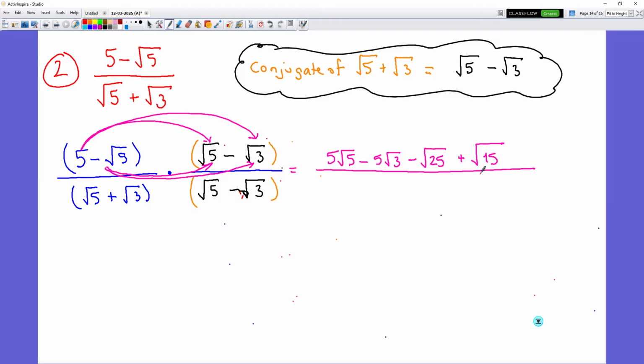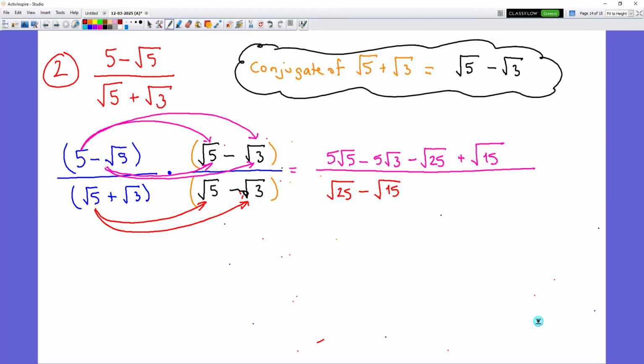Now let's deal with the denominator. So first we're going to have the square root of 5 times the square root of 5. And again, remember that's just going to be the square root of 25 because 5 times 5 is 25. Then we got the square root of 5 times negative square root of 3. So it's going to be a negative square root. 5 times 3 is going to be 15. So that goes right there.